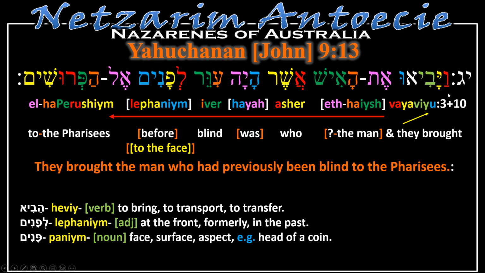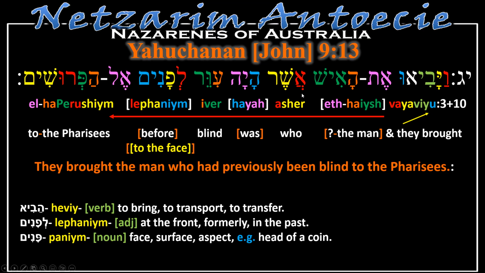And so we read, va, ya, vi, u, and they brought. Well, is it brought? Because there's a yod in there. Yod means to bring. So if we look down here, we've got he, vi. It's a verb to bring, to transport, to transfer. So that helps us. And of course, with the prefix here, the yod is future. The vav, as I said before, reverses the tense. So it means it's a completed action. And they brought.